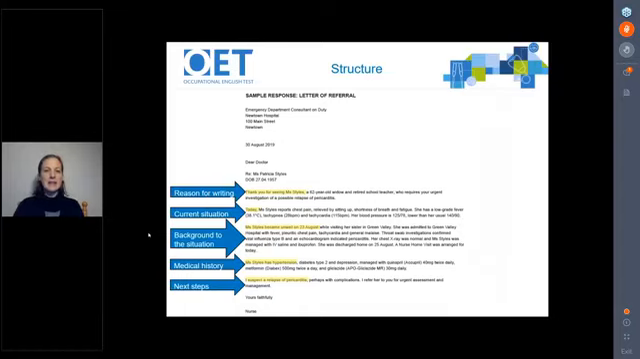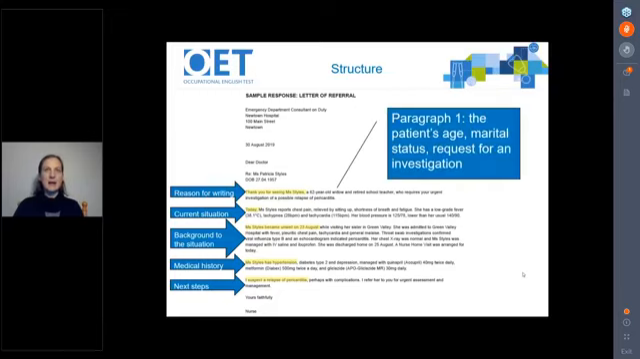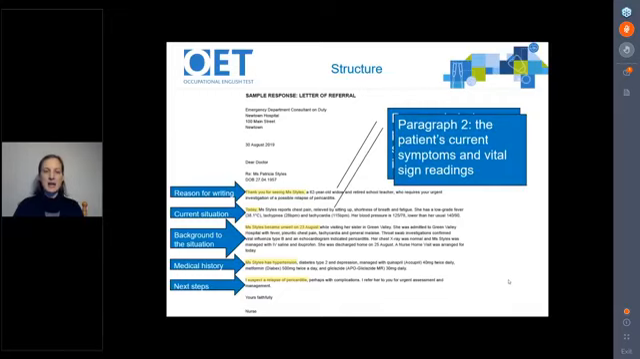Let's now look at each paragraph by turn and see what contents the writer has included. So in paragraph 1, we have the patient's age, their marital status, and a request to the reader for an investigation. In paragraph 2, we have the patient's current symptoms and vital sign readings.